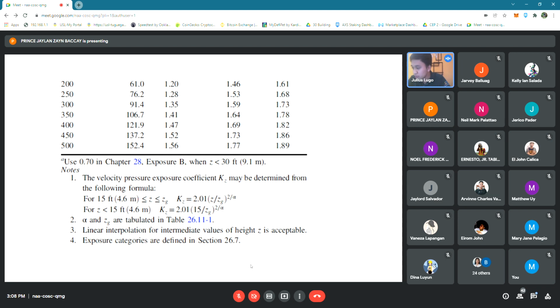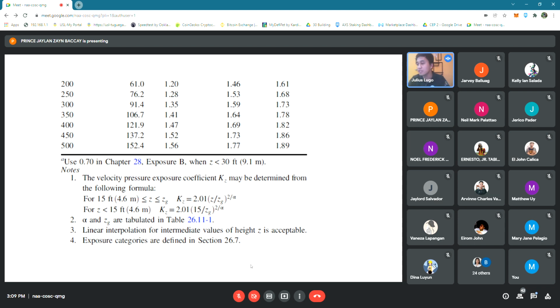Okay, we have a formula for the determination of the alpha. Anyway, so the alpha and Zg are tabulated in 26.11-1. Okay? So you're going to use the formula, or you can use linear interpolation again. Okay? Exposure categories are defined in section 26.7. Okay? So our code is really more on searching for provisions, and how we are going to apply that provision.